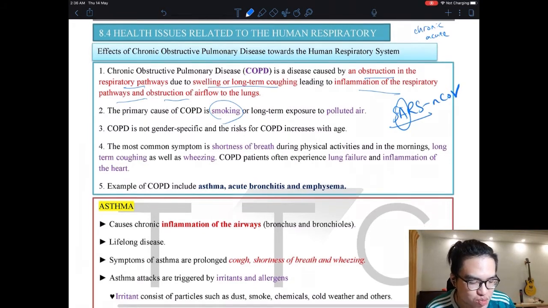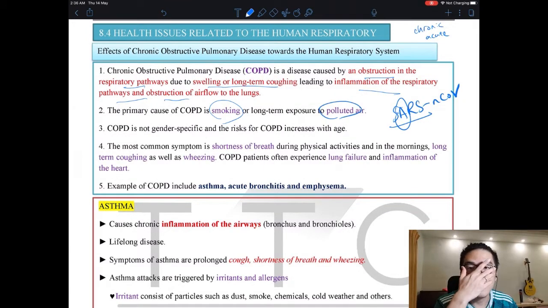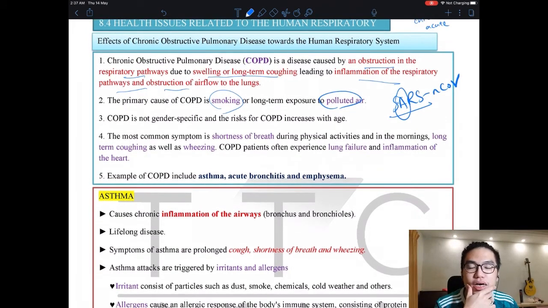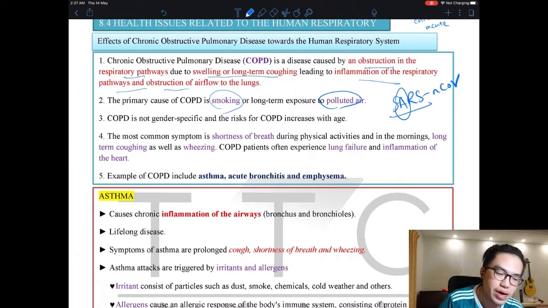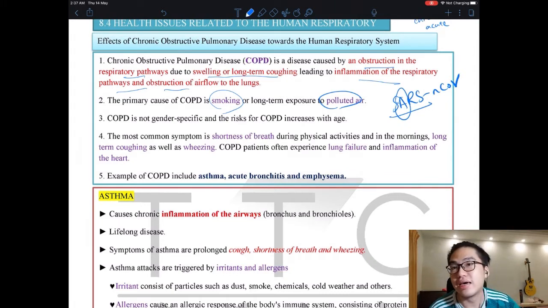And exposed to polluted air. It's estimated people living in Beijing will have an increased 10% risk of cancer staying there because the air over there is so dirty. So the pollution there is very serious. That's why it's the 10%.